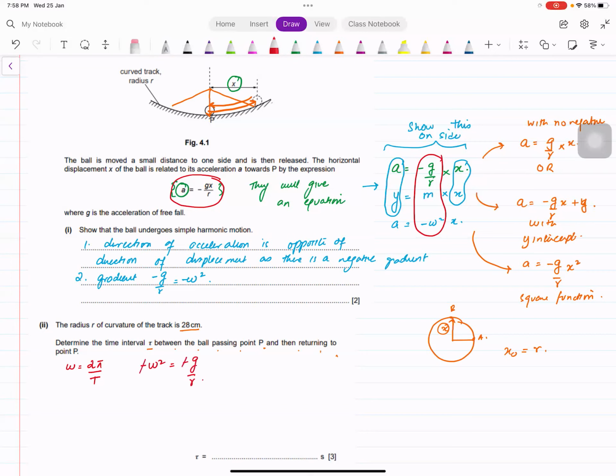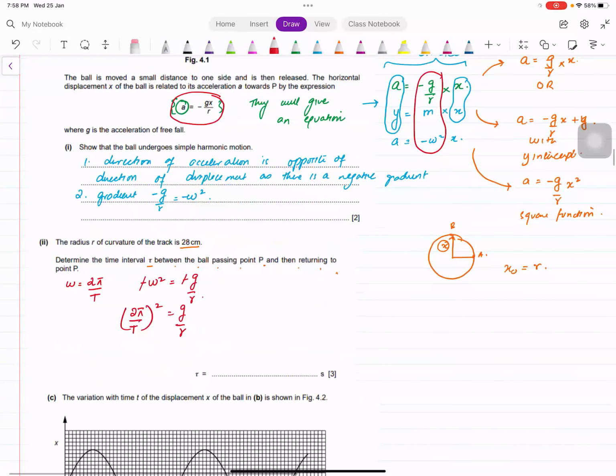Then I can cancel the negatives. Basically, I'm going to find this time period. So it's going to be 2 pi over T, whole squared, equals G over R. Now check this: 2 pi over time period, I'm going to take the square root on the other side. G is 9.81, R is 28, which is 0.28 in meters, right? Can you please help me find the time period for the whole oscillation?